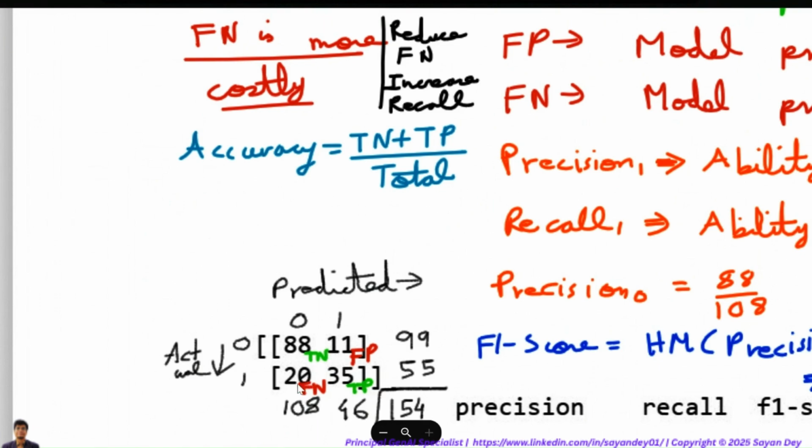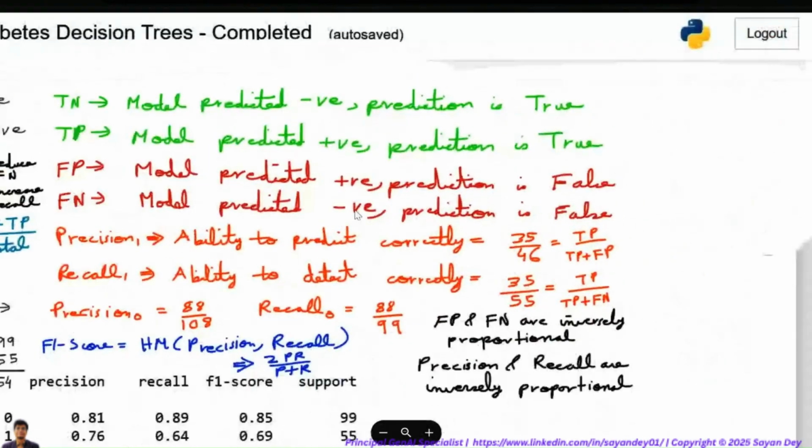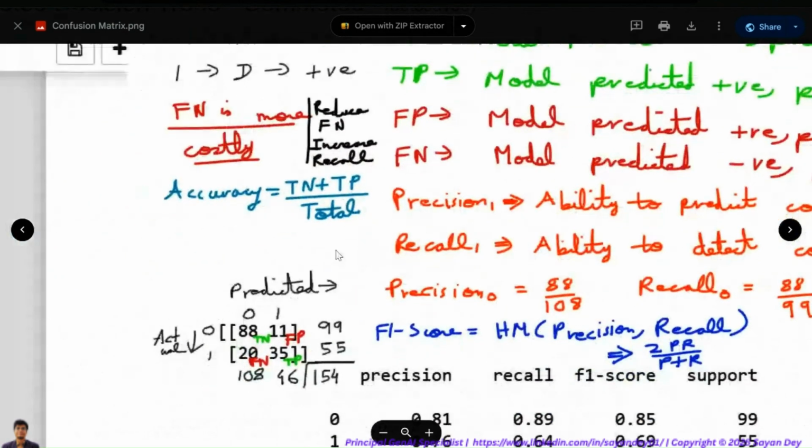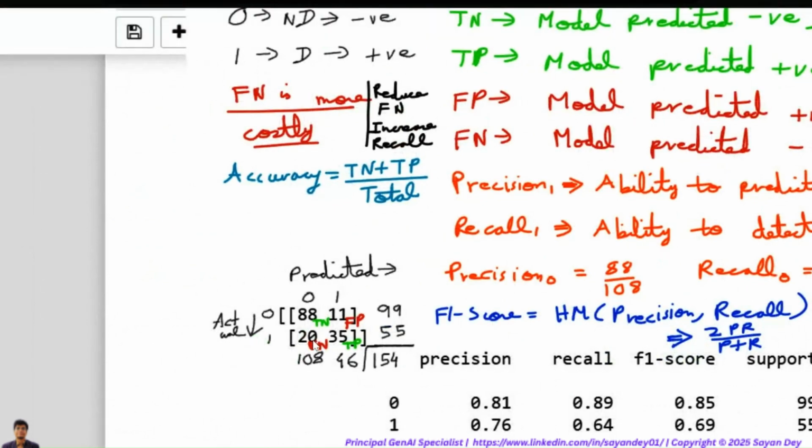So false negative means that the model predicted negative. This is a false negative: the model predicted negative and the prediction is false. So what is a false negative? The model predicted negative and the prediction is false. Actually it is positive. So the model predicted 0, but actually it's 1. This is a very dangerous case, right?